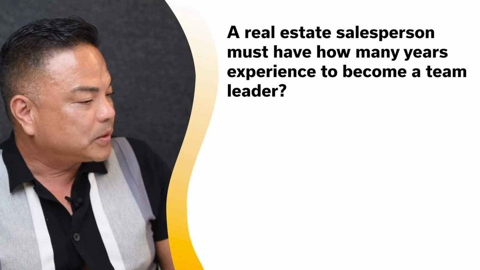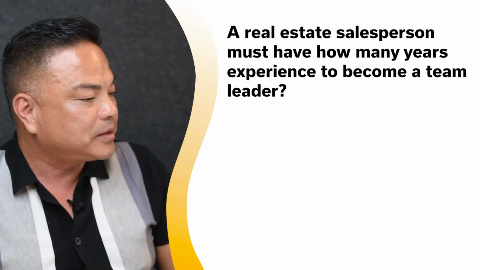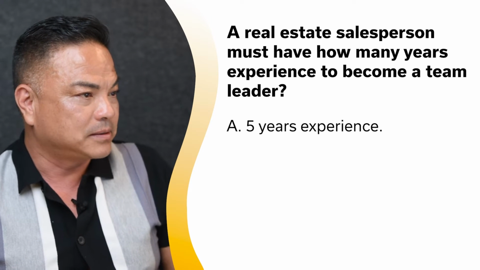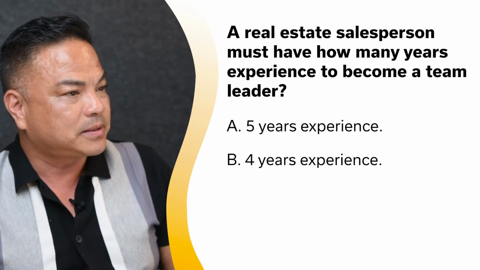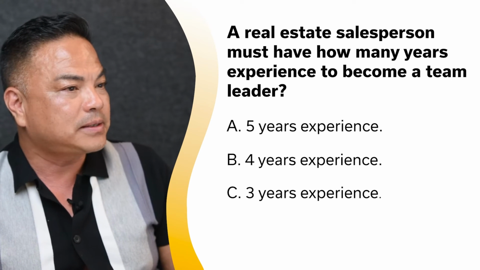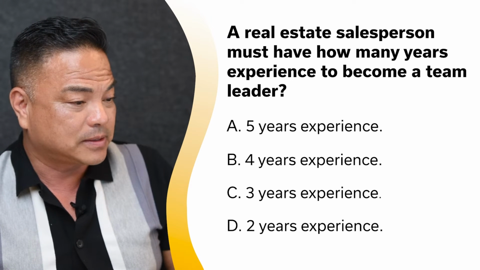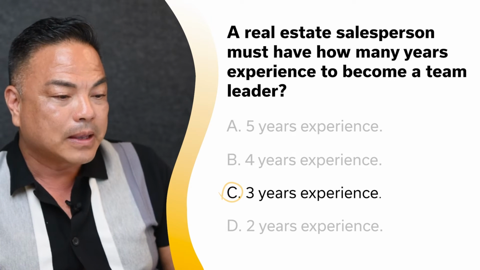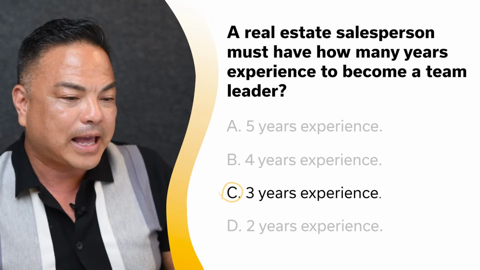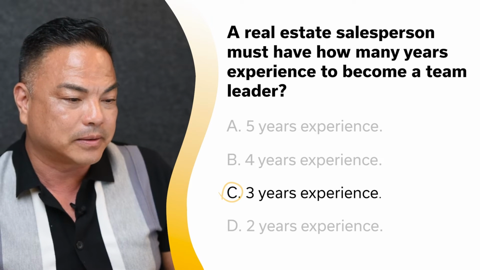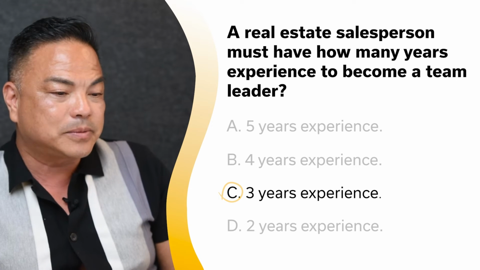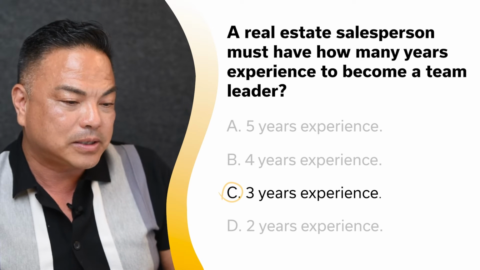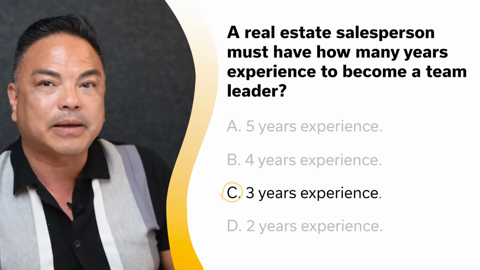A real estate salesperson must have how many years experience to become a team leader? A, 5 years experience. B, 4 years experience. C, 3 years experience, D, 2 years experience. And the answer is C as in Charlie, 3 years experience. A real estate salesperson must have at least 3 years experience to be a team leader. In addition, the salesperson must have completed a course in real estate approved by the commission and have passed the real estate broker's examination.